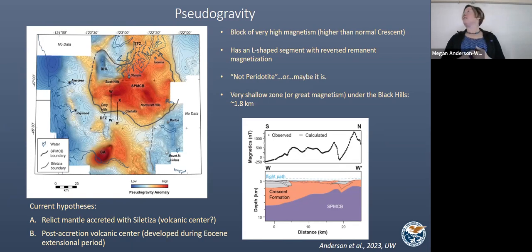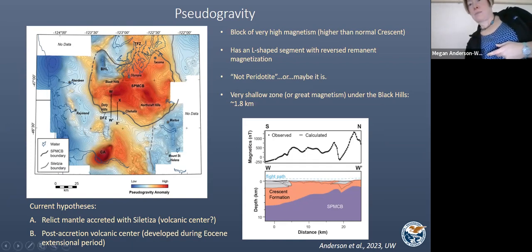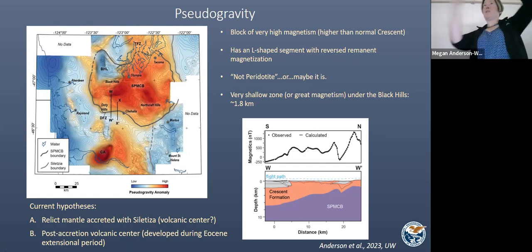And one idea we had is it might be a volcanic center. One of the things of note is that if we think about this as an entire block, it gets pretty shallow in some places. In the Black Hills, it gets up to 2 kilometers below the surface. So that's really shallow to have a really high density magnetization rock like peridotite. And I would think you'd only get that if you were close to a volcanic center. So that's kind of where that came from.